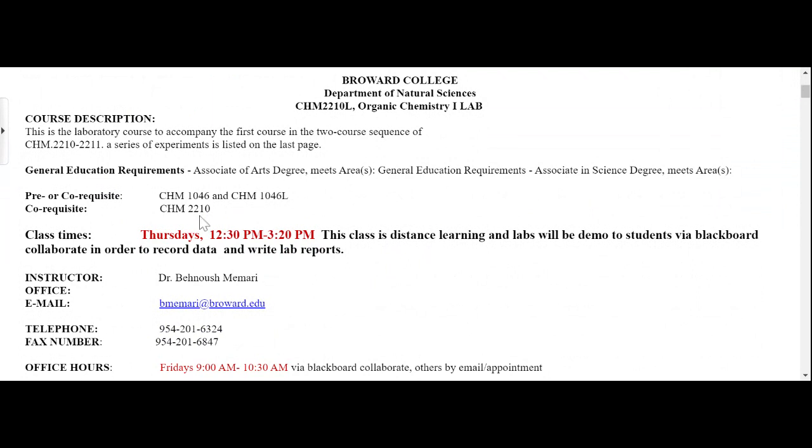Co-requisite and prerequisite for the course. The co-requisite is the 2210 lecture, and the prerequisites are 1045, 1046 and the 1046 lab. If you want to transfer the course, you should transfer with the co-requisite. This is required. Also, if you withdraw from a course, the co-requisite will be withdrawn automatically, or you have to withdraw from both classes.